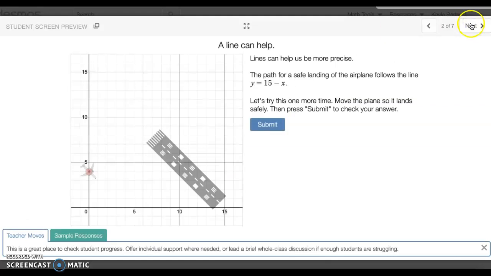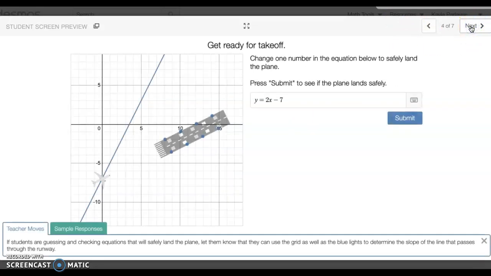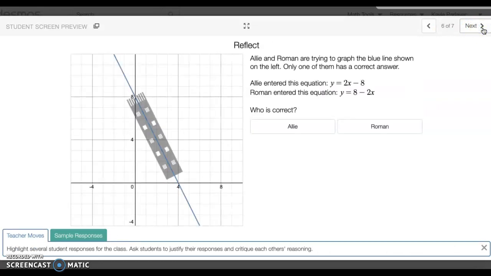And as they click through the slides and complete the activities, I will be able to receive the students' scores and progress. As the levels get more difficult, the students will have to use more of their knowledge of slope-intercept form by manipulating equations or writing their own equation to make sure that the plane lands properly.